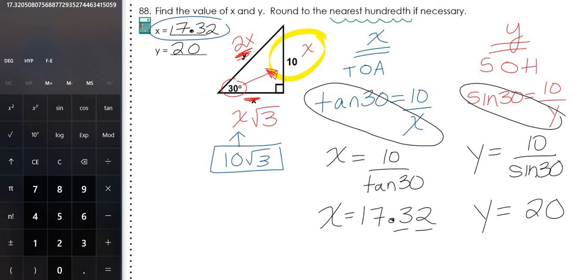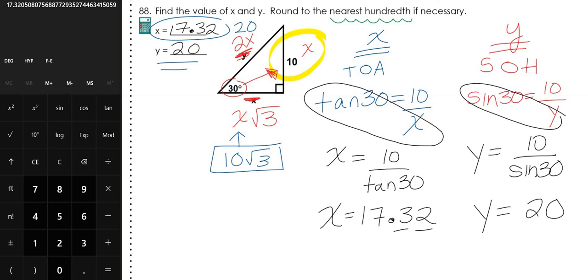Now, lastly, since I've figured out the 10 radical 3, my hypotenuse is 2 times the length of x, or 2 times the shortest side. So 2 times 10 is 20, which is the same thing I got for y when I did the trig method. So just note that for your special right triangle, your 30-60-90, you could do it without a calculator and get exact values.